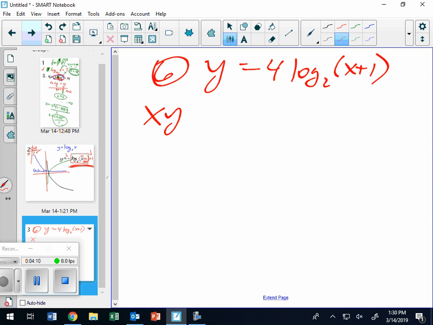Well, that all comes down to smart things to plug in. And if you put in a 1 here, that's pretty smart. Why? Because this becomes a 2 and your bases match. And then that means it's equal to 1, and 4 times 1 would make it 4. Who had 1 comma 4 as one of your points?